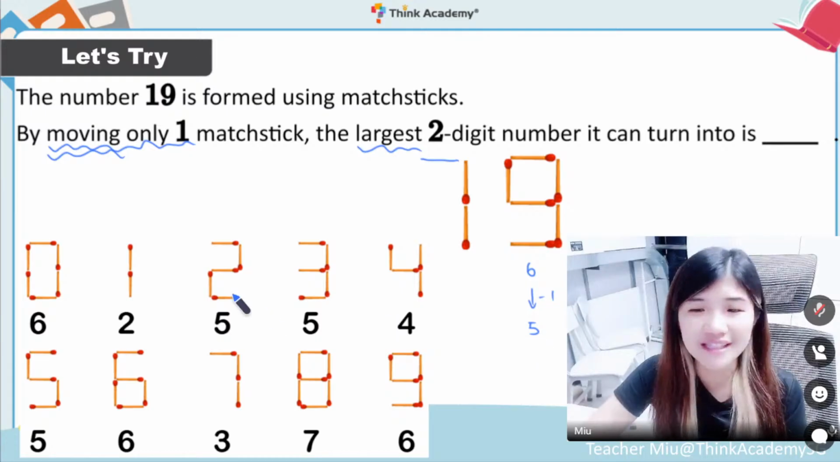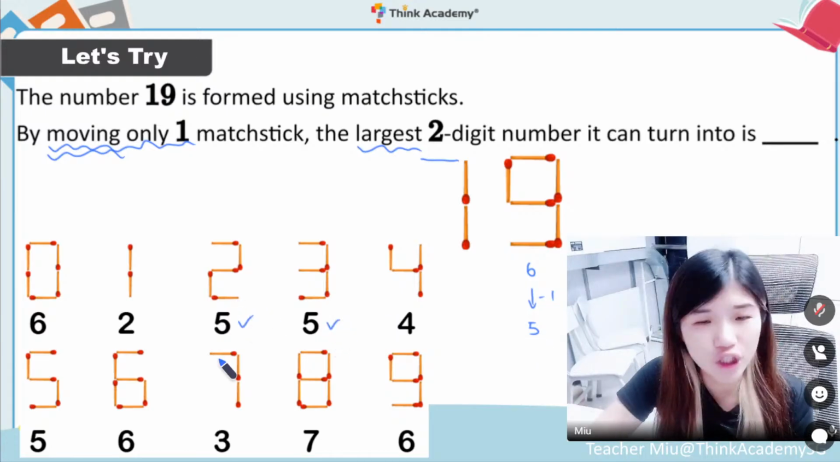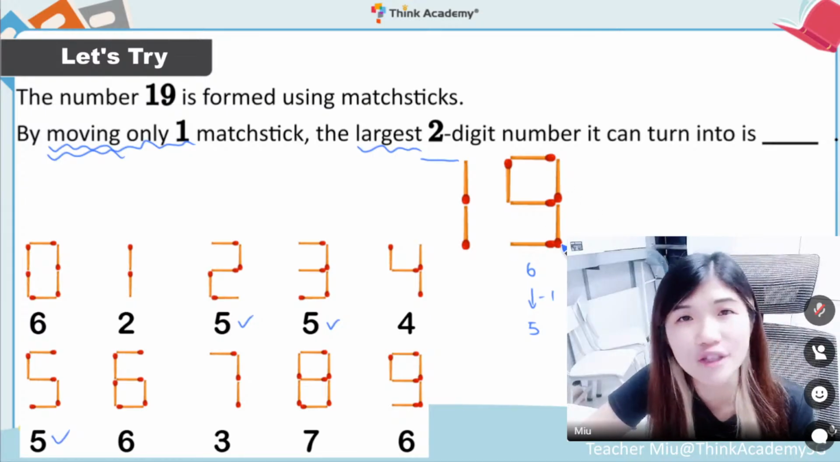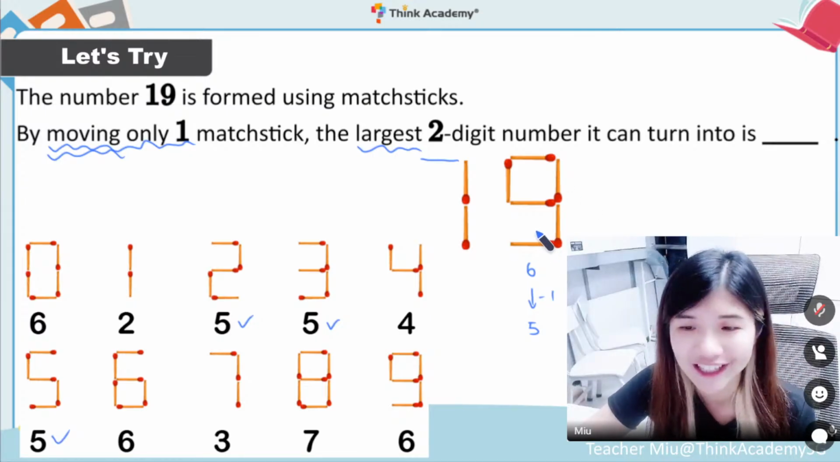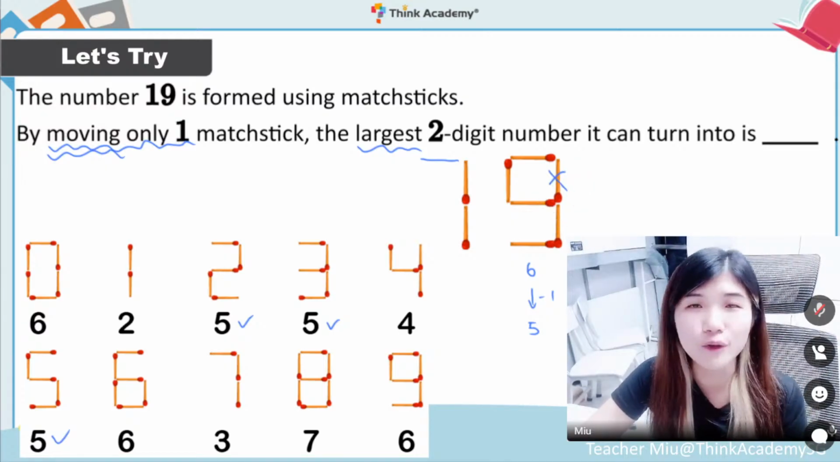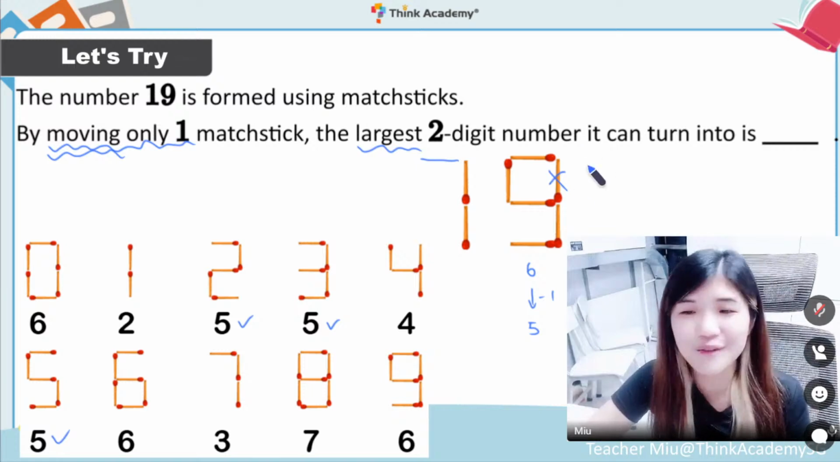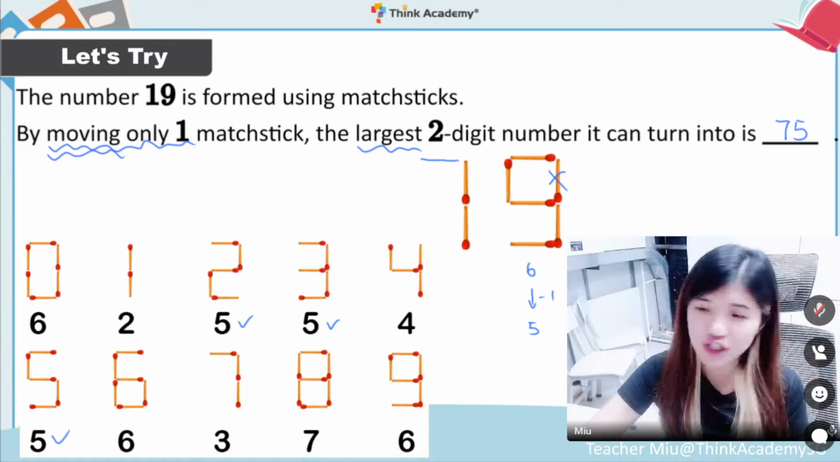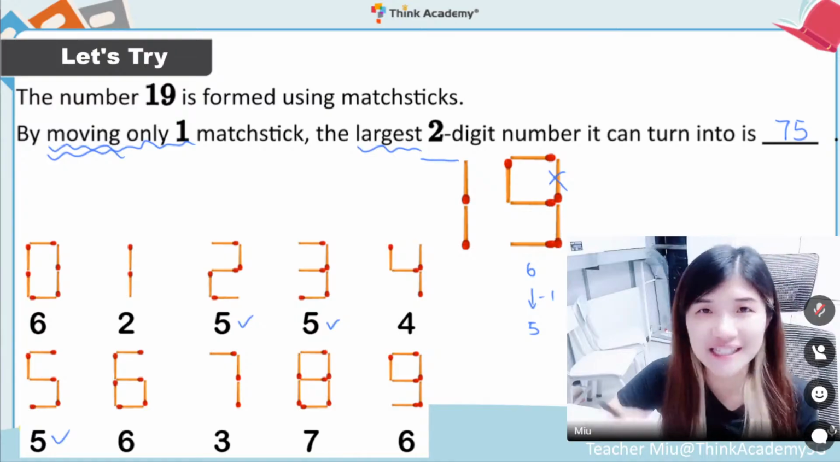With 5 matchsticks, you can either make a 2 or a 3 or a 5. So is it possible you take out one matchstick to make it a 5 from 9? Yes. So that's why you should take out this one to make it into 5. So that's how we can go to the final answer, 75. That's actually what we have for the matchsticks and numbers.